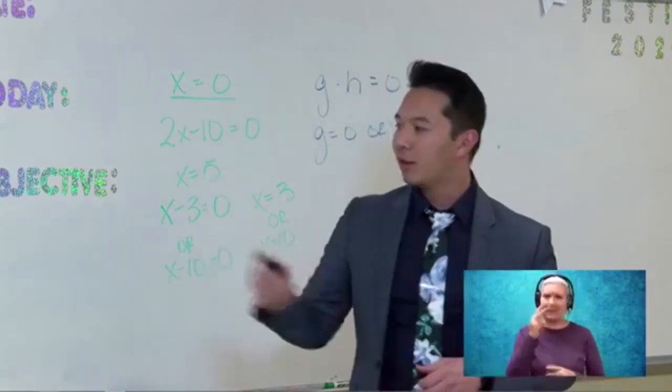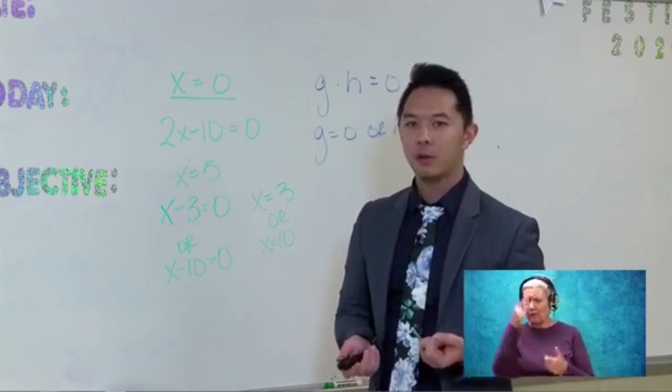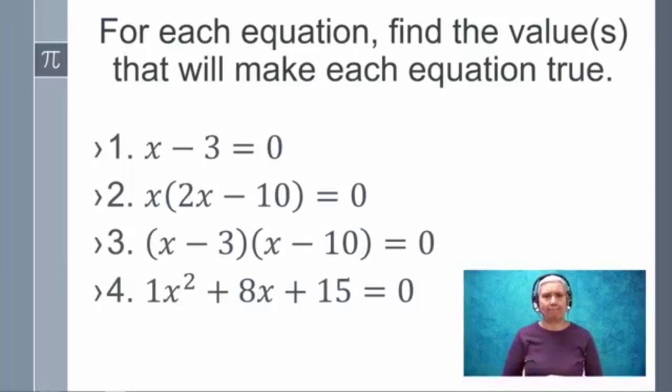Now I'm hoping that all of this again is just a review of things that you've seen before. But if I show you this fourth equation, I want you to take 10 seconds and think about what strategy you're going to use in order to solve this particular equation. So here we're looking at 1x squared plus 8x plus 15 is equal to 0. How do we find values of x that make this equal to 0?